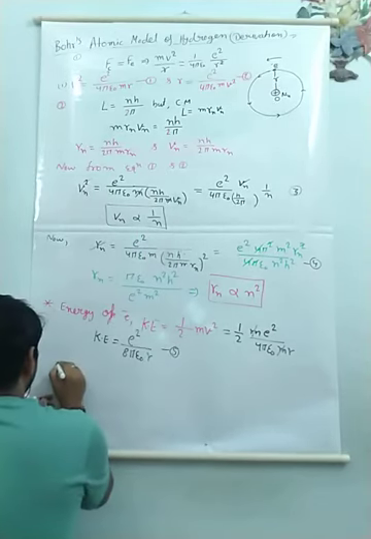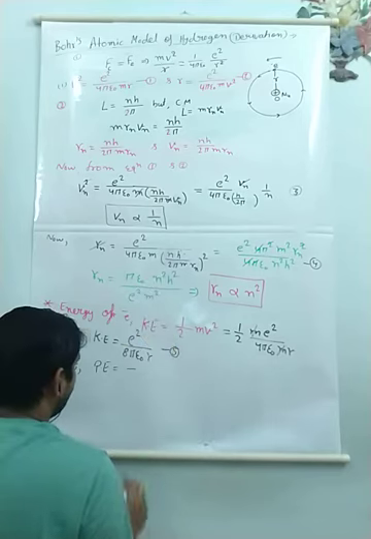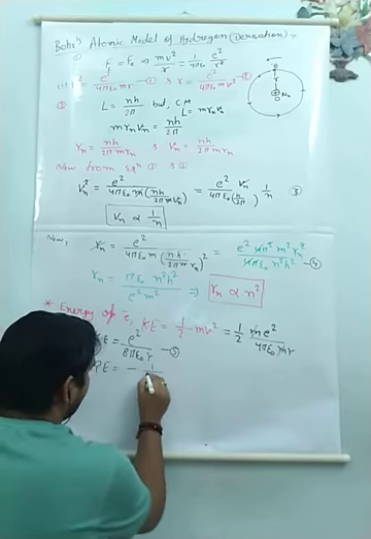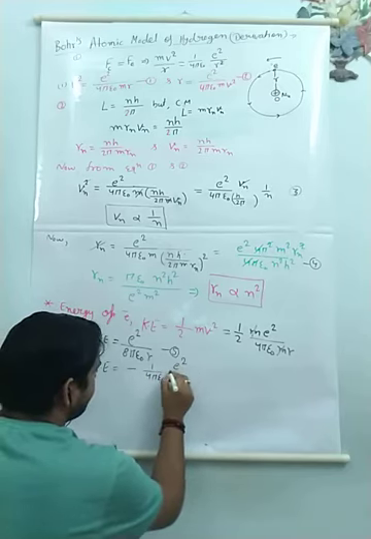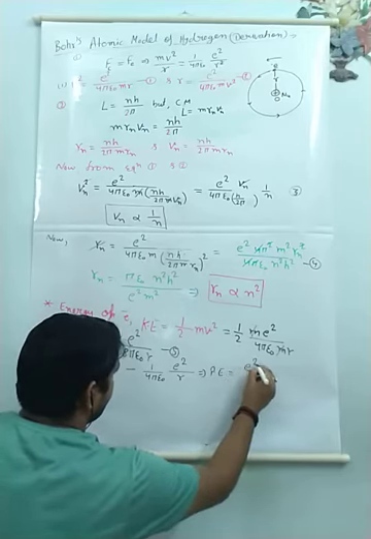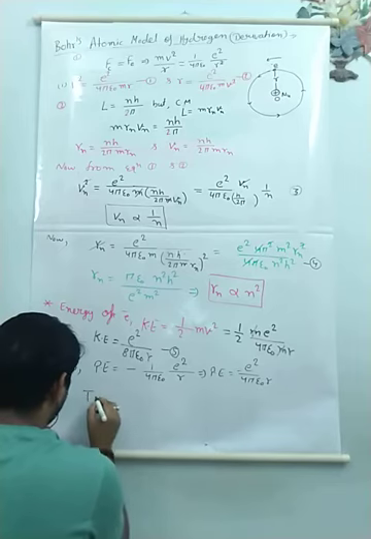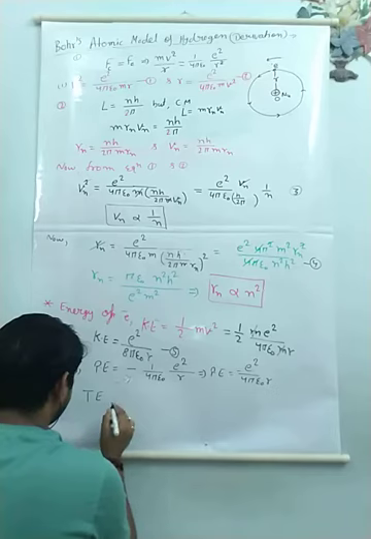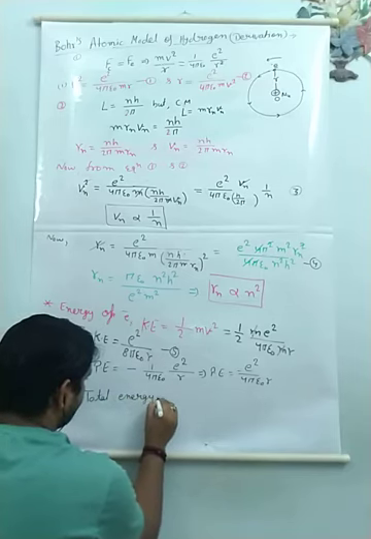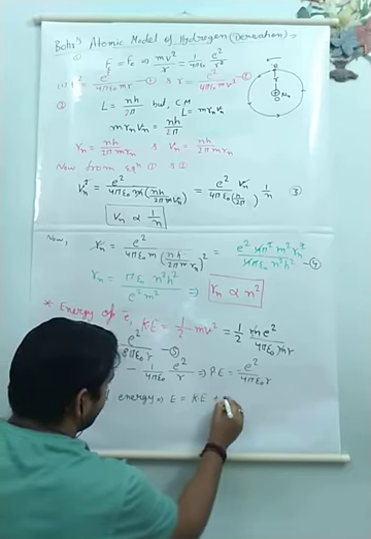Now potential energy is negative because the electron is always attracted towards the nucleus, so it is taken as negative, from the electrostatic expression 1 upon 4 pi epsilon naught times the charges upon r. So we calculate that the potential energy is minus e square upon 4 pi epsilon naught r. Therefore, the total energy of the electron, E, is equal to kinetic energy plus potential energy.